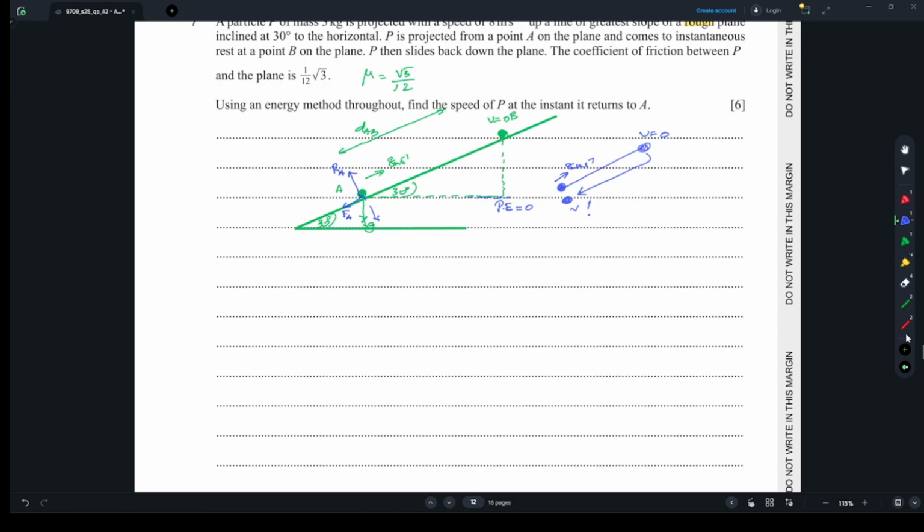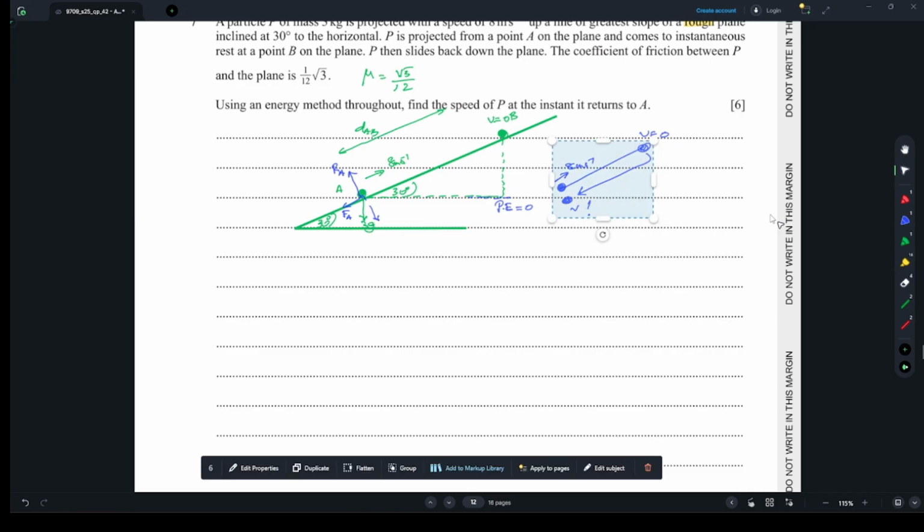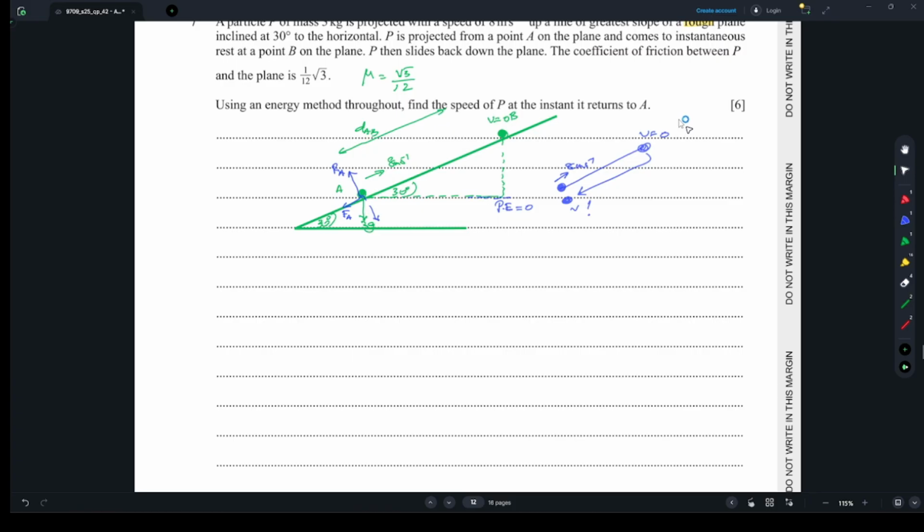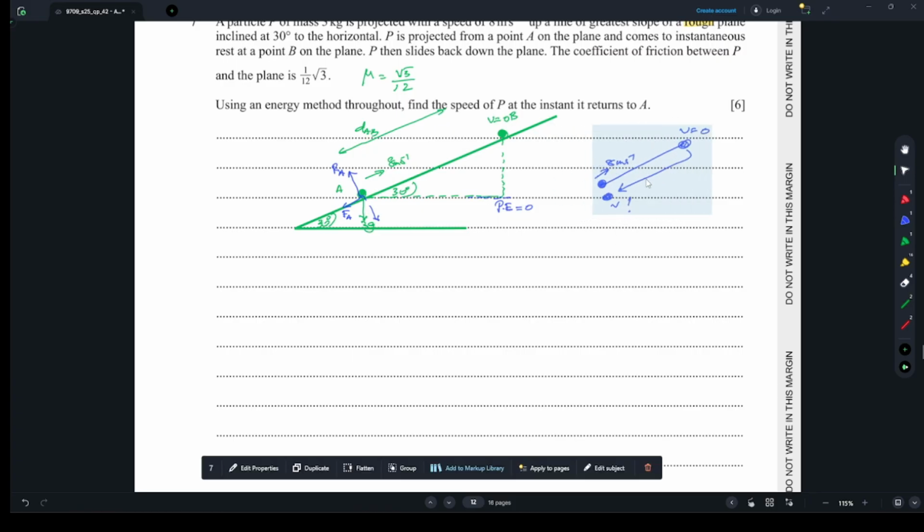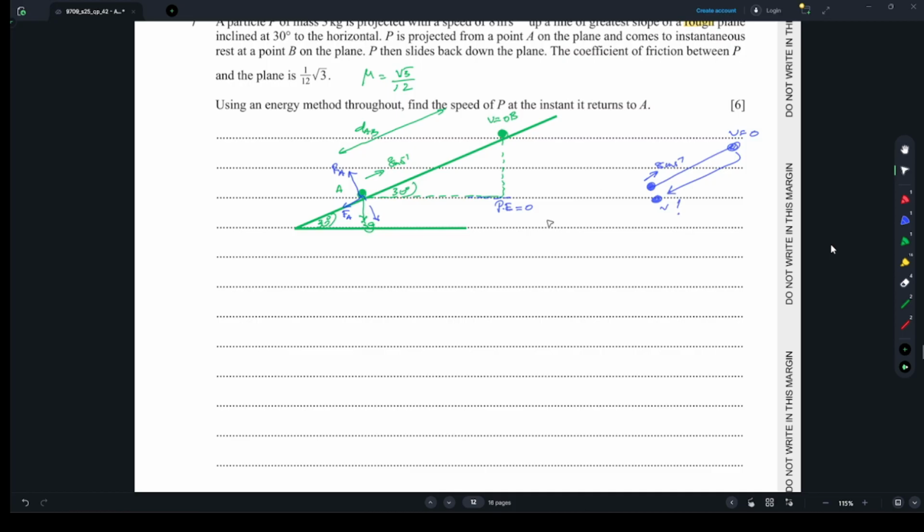Okay, so let me do something. No, sorry, I have to move this one a little bit here. Okay, so I can write this height. The hypotenuse is DAB, so I can write this height as DAB sine 30. Okay, so then we can apply the energies.